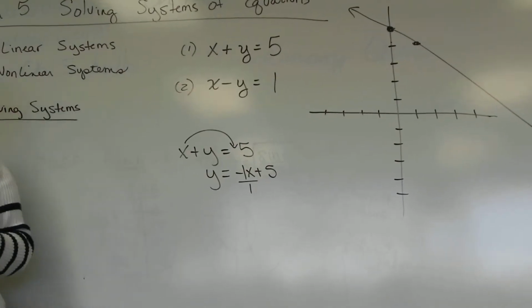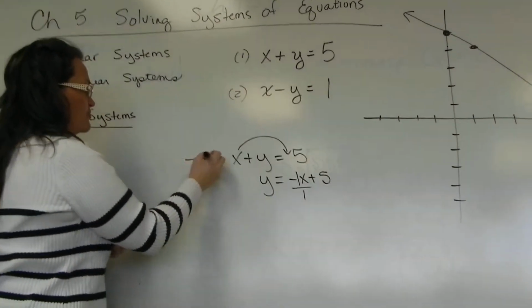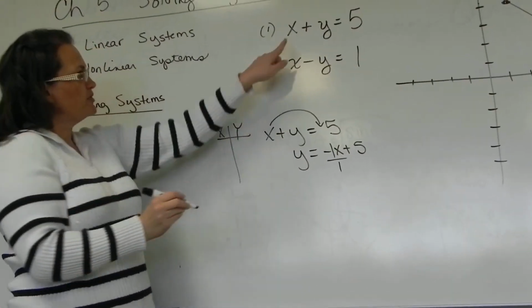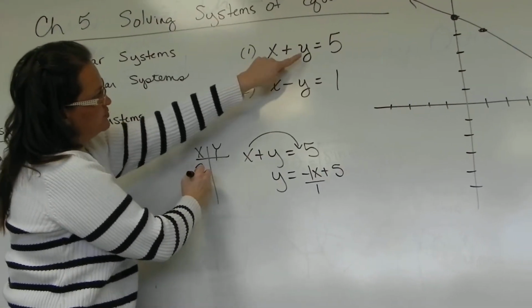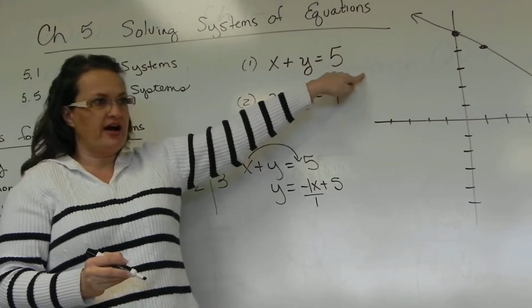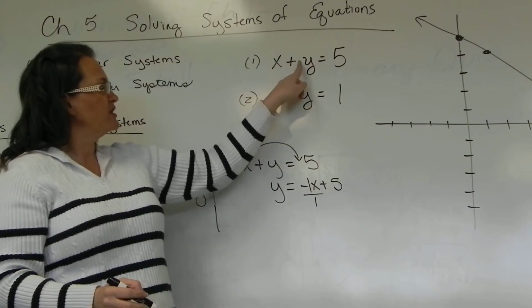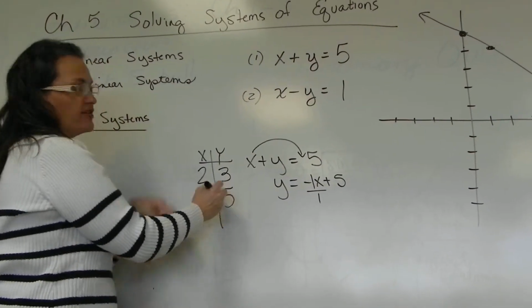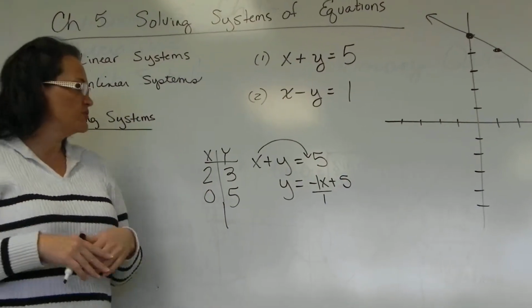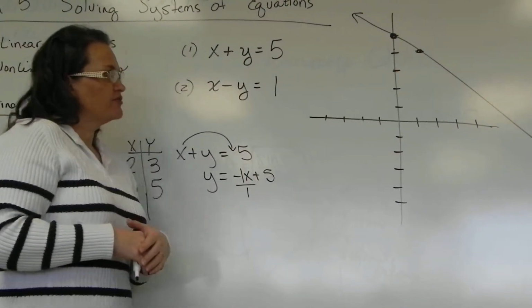Other ways of graphing that line would be just doing a t-table. If I plug in 2 for x, 2 plus y has to be 3 to get 5. I could plug in 0 for x, 0 plus 5 equals 5. And I could find combos that solve that as well, and then graph my line for my combos.